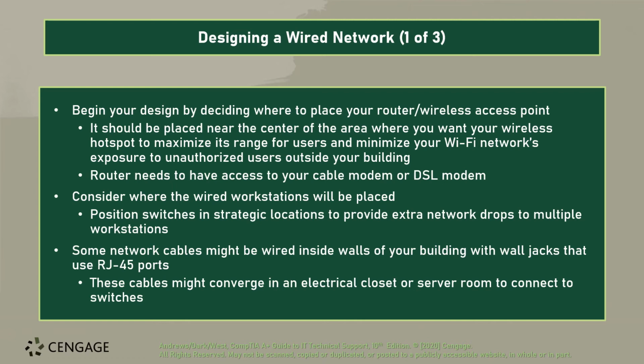Which, if you think about it, is a pretty long amount of cable to run, even if you're having to go around doors, things like that. So again, positioning has to be strategic. Some network cables may be wired inside of walls with wall jacks that use RJ45 ports. Be aware that those cables will need to converge somewhere that is easy to access for an administrator, but difficult to access for conventional employees or visitors. We usually call this a data closet or a patch closet.